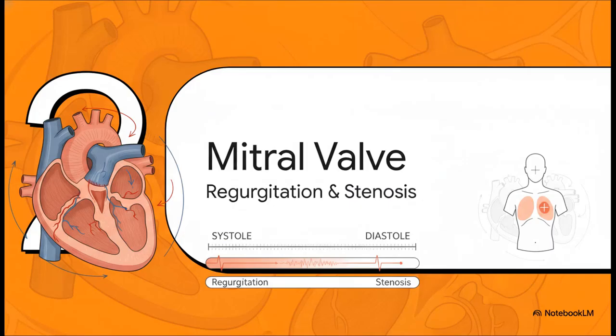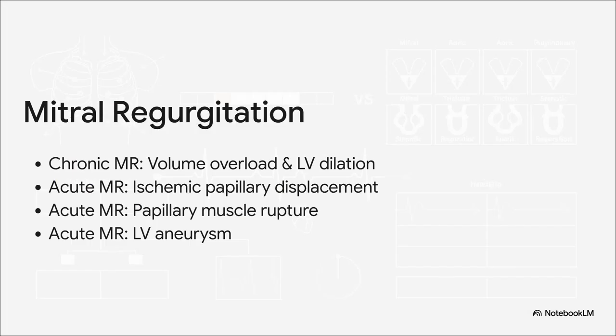Section 2. Mitral valve, regurgitation and stenosis. Let's shift over to the left side of the heart, starting with mitral regurgitation. Now, chronic MR slowly creates a volume overload state, which leads to progressive left ventricular dilation and eccentric hypertrophy. But listen up, test day questions absolutely love acute MR.